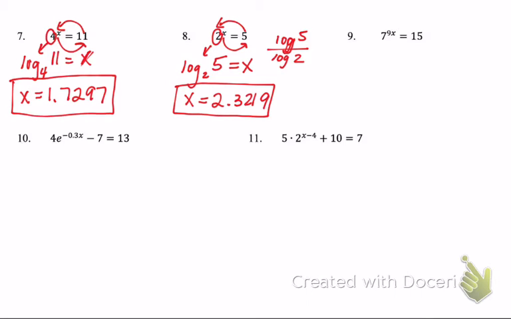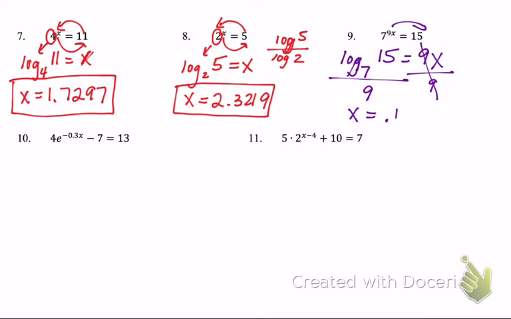Number 9, I would rewrite that. The 7 goes to the base, so log base 7. 15 comes over to the left. 9x moves to the right. So log base 7 of 15, divided by 9. You get x equals 0.1546.